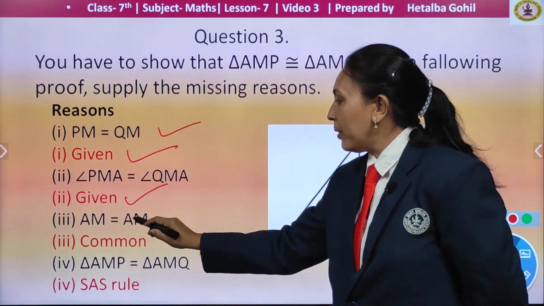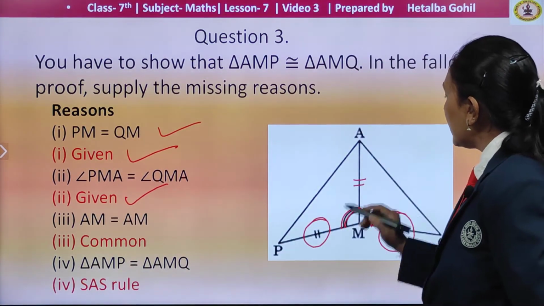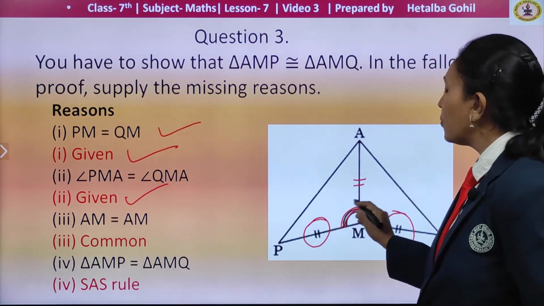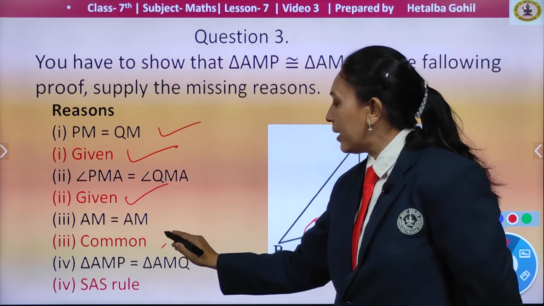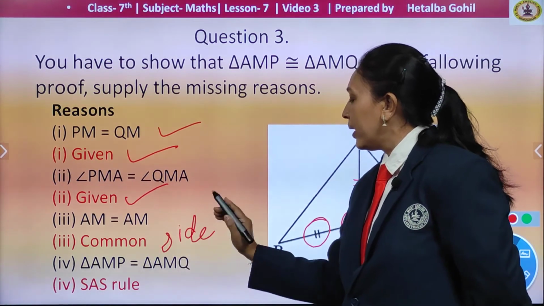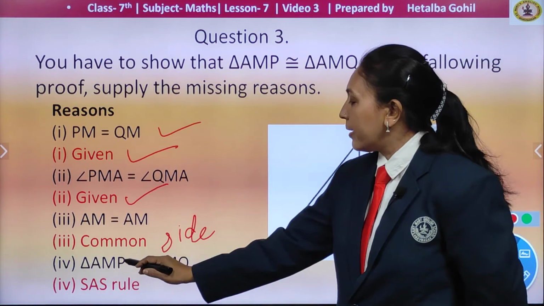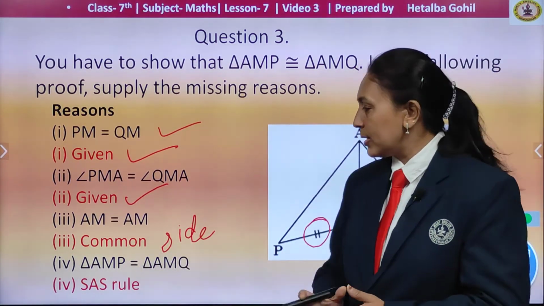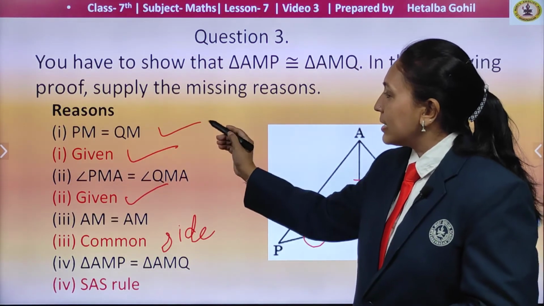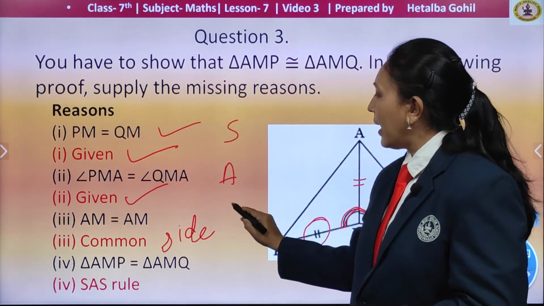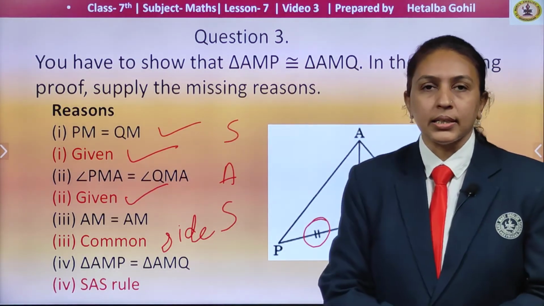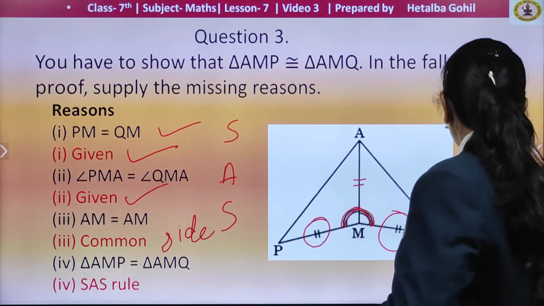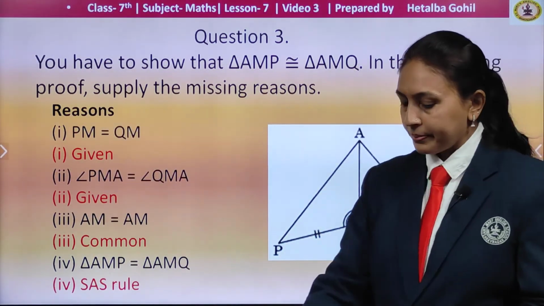Third, AM equal to AM. This is AM equal to AM because this is the common side of the given 2 triangles. So my answer will be here, common side. Next, triangle AMP equal to triangle AMQ. Why are these triangles congruent, children? We have proved here side, angle and side. So these 2 triangles are congruent by SAS criteria. So that will be our last answer to the question.